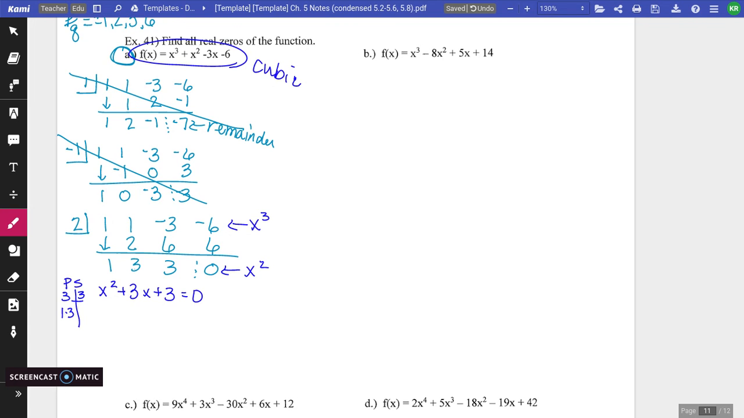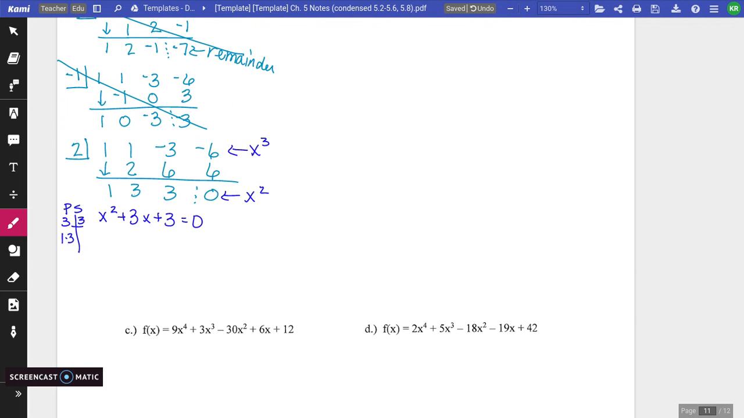Okay, except you can see on this one, the product sum table is not going to work. So I need to do something else. I'm going to use the quadratic formula. Okay, so quadratic formula: negative b plus or minus square root b squared minus 4ac, all over 2a.